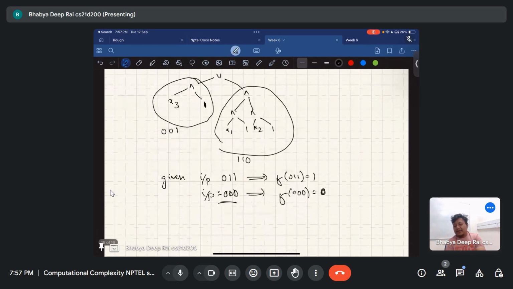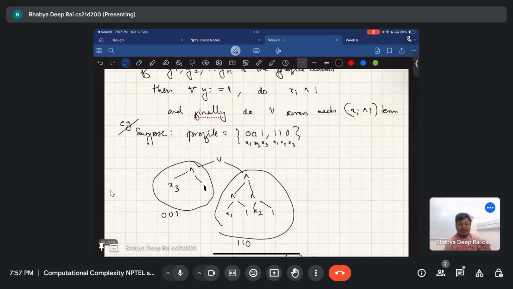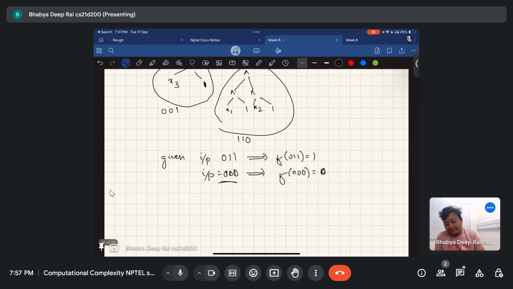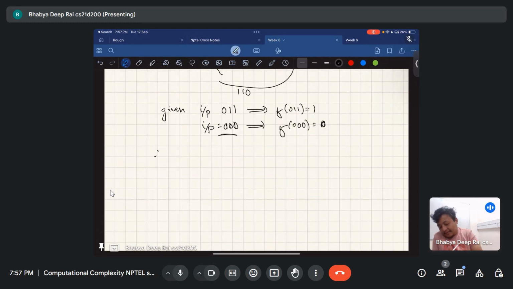So you keep building this. How many profile elements could there be? Polynomially many, or actually exponentially many profile elements could also be possible. Nothing stops that from happening. But of course we are not caring about the size here.